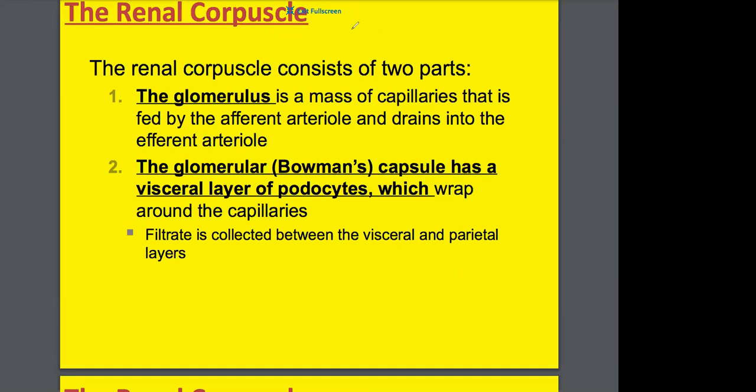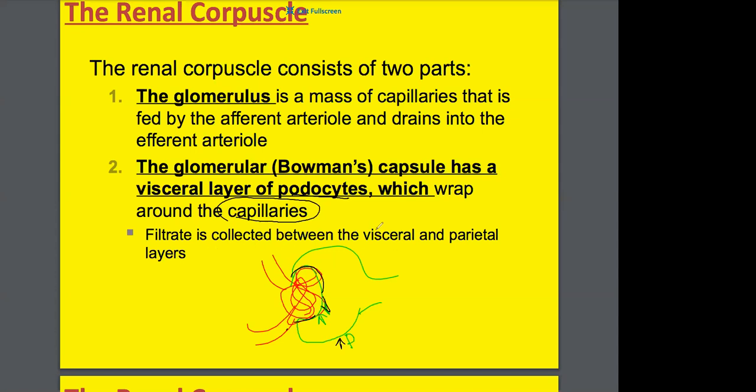Let me draw this back out. What we see is that it has to be very porous, but we see the visceral layer here, and we see the parietal layer here. So we have a visceral and a parietal layer to the Bowman's capsule. The visceral layer has podocytes, and it wraps around the capillaries.